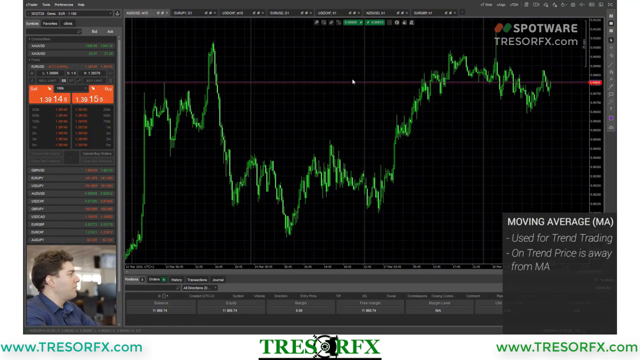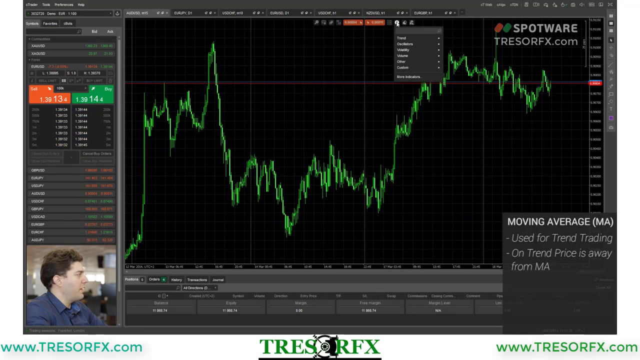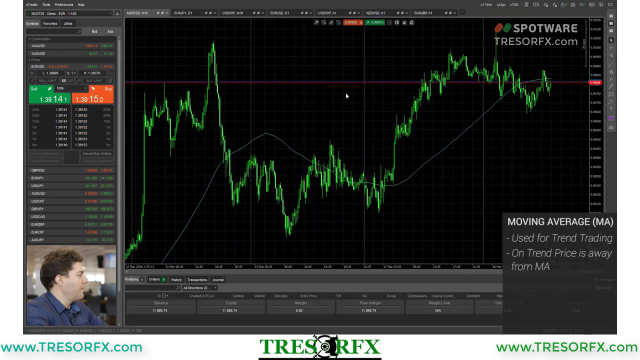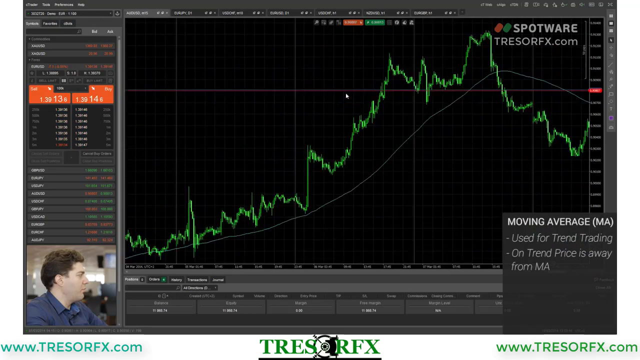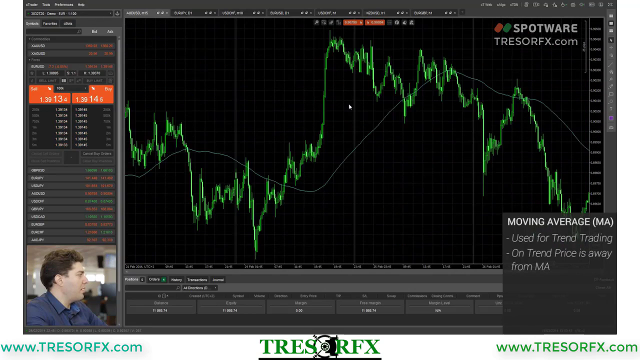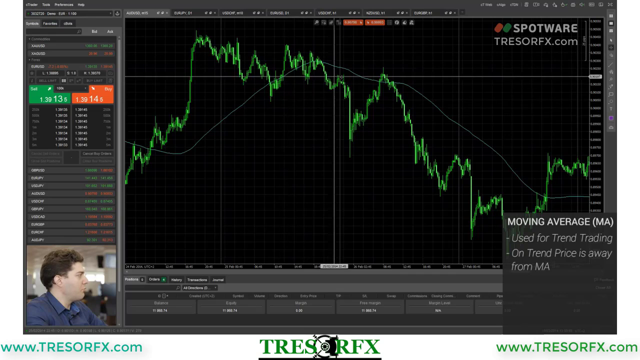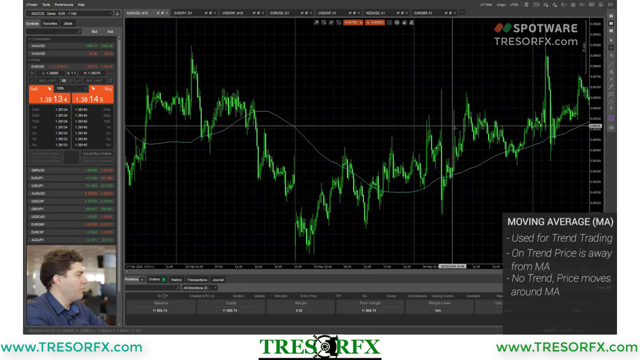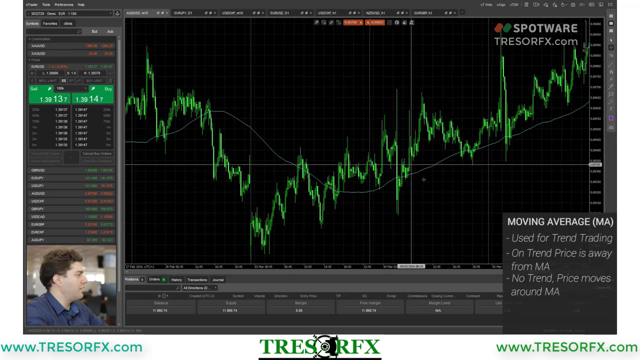We have a NZDUSD chart here. In order to plot a moving average in cTrader, you go to the function key indicators and you select trend, simple moving average. So if we plot a 100 period moving average here, let's see what we're seeing. In places where we have no trend, the moving average is very close to the price, and the price oscillates above and below the moving average, like here and here.